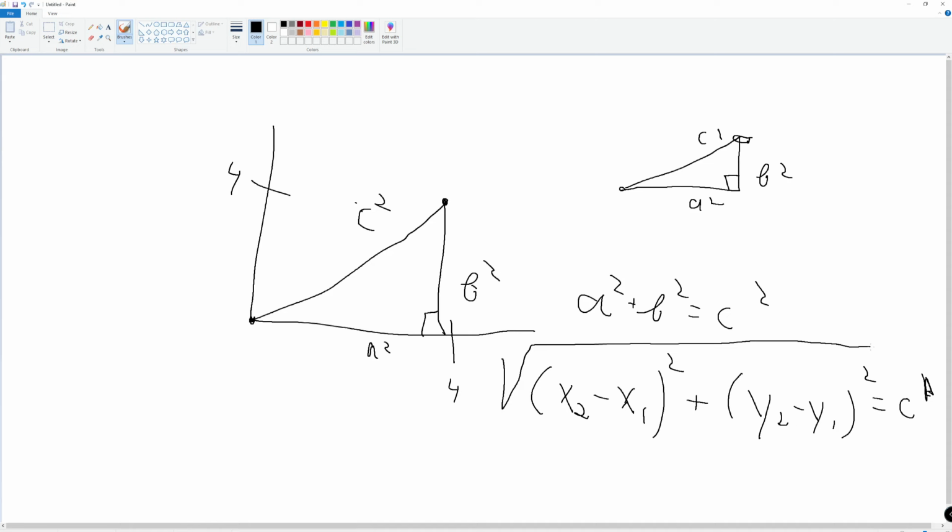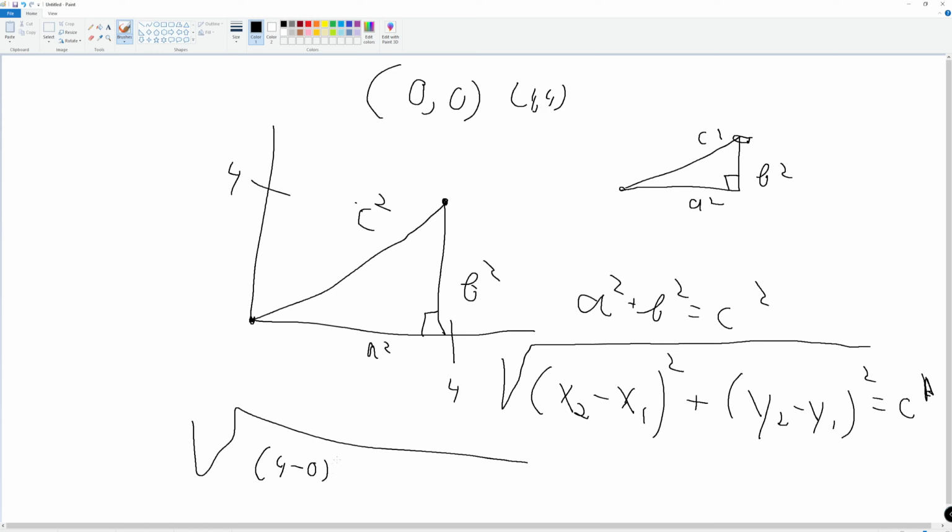So this is the distance formula for the distance between 2 points. It's going to be the square root of x2 minus x1 squared plus y2 minus y1 squared. And we're given those points, right? So if we have points like 0, 0 and 4, 4, what would the distance be there? It's going to be the square root of 4 minus 0 squared plus 4 minus 0 squared, right? And that's how we would get c.